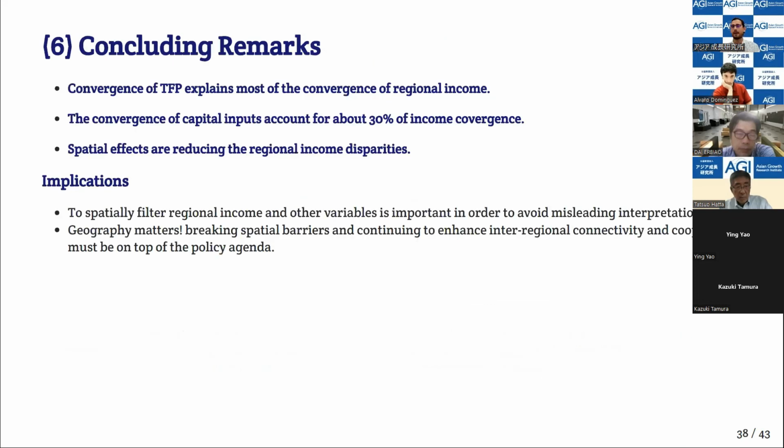Overall, that's the main outline of the paper. We can conclude by saying that the convergence of total factor productivity, aggregate efficiency, or productivity, whichever name you choose for it, explains most of the convergence of regional income for Chinese provinces in this period, 1998 to 2010. Now, the convergence of capital input accounts for about 30%, but moreover, space matters, and spatial effects are helping to reduce the regional income disparities in the case of Chinese provinces.